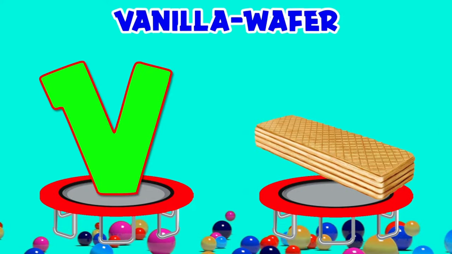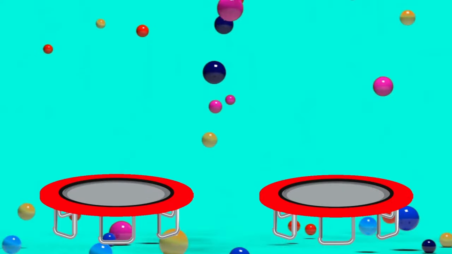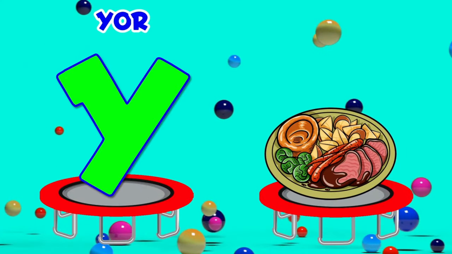W is for waffles. X is for Xmas cake. Y is for Yorkshire pudding. Z is for Zeppo.